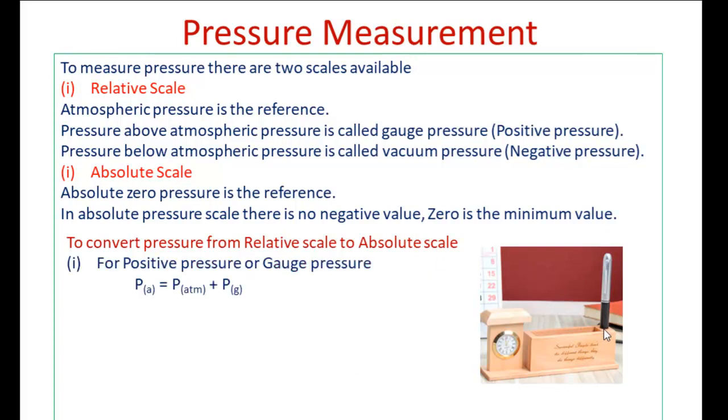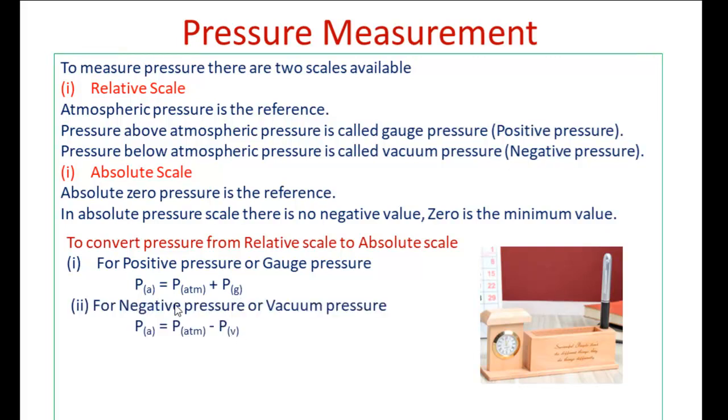If you want to convert the relative scale into the absolute scale, what do we have to do? We have to add the reference value. In the case of the pen stand, the height of the pen stand is the reference value, which is 5 centimeter, plus 8 centimeter, the height of the pen. Totally it is going to be 13 centimeter. So in the case of measuring pressure, if we have measured the pressure with reference to the atmospheric pressure on a relative scale, then we have to add the value of the atmospheric pressure to the gauge pressure. Only then we will get the absolute pressure.